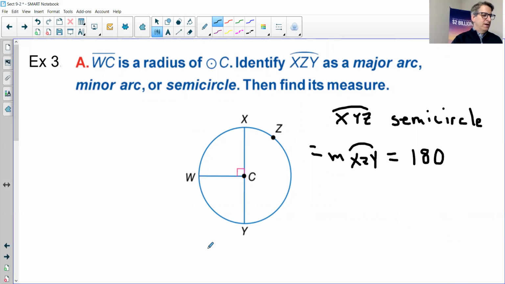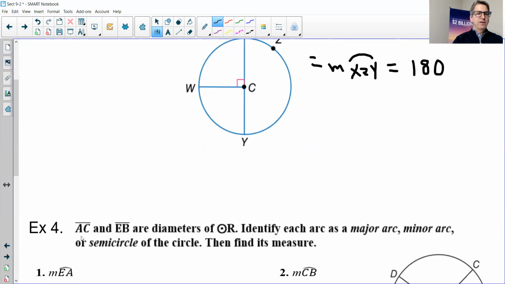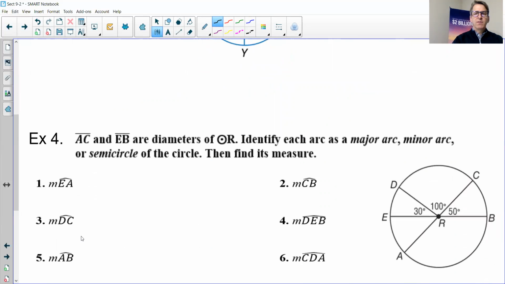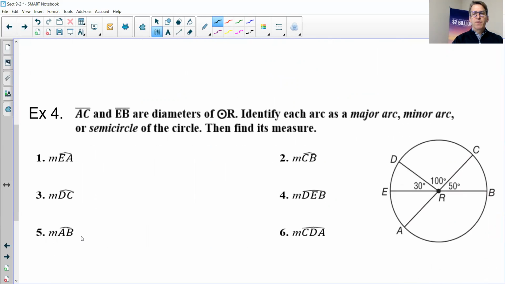Okay, so this next section, we have two examples. We have example 4 and example 5. Basically, we'll start with example 4 first here. This gives us a circle, in this case, circle R. We've got some noted angles already in place. And it says here that AC and EB are diameters.